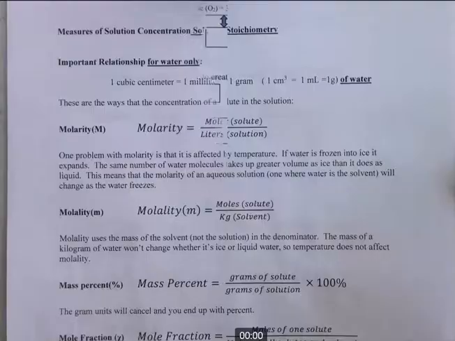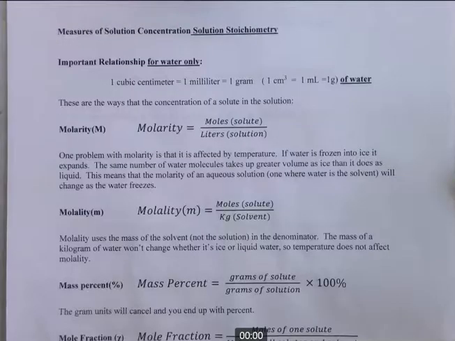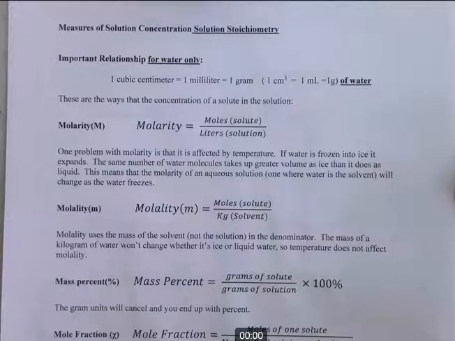Okay, now we're getting into solution stoichiometry. So what that is, is a mixture. It's not a pure liquid. It looks like a liquid, but it's not a pure liquid. Just think of salt mixed into water. So the salt would be called a solute. It's what's being dissolved. The water would be the solvent. It's what's doing the dissolving. And when you put the two of them together, it's called the solution.